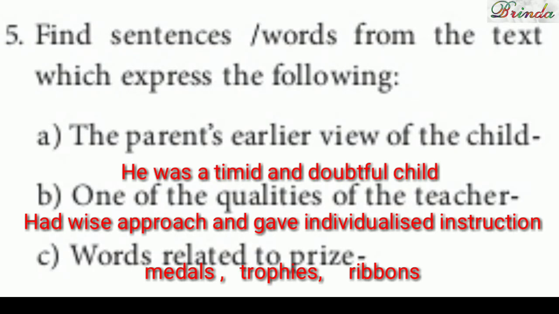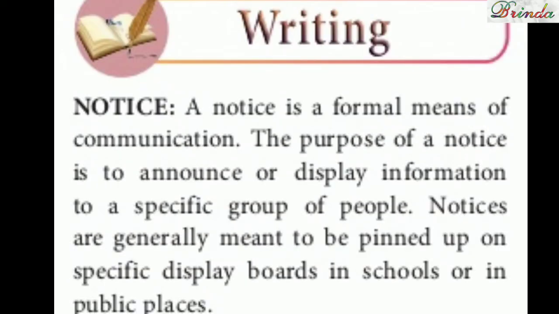Fifth one, find sentences or words from the text which express the following. First one is the parents' earlier view of the child. He was a timid and doubtful child. Second one, the qualities of the teacher. Had a wise approach, gave individualized instructions. C. Words related to prizes: medals, trophies, ribbons. Fine children, so I hope all of you understood.